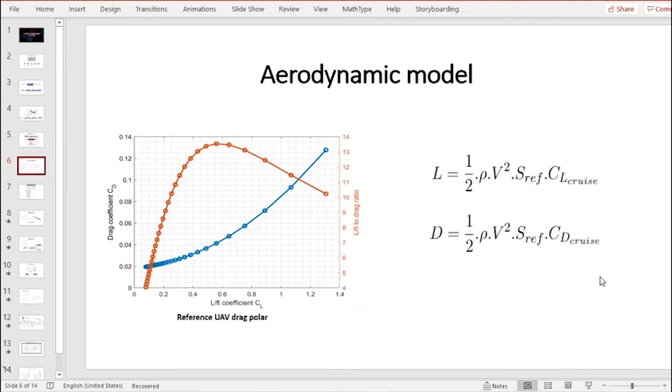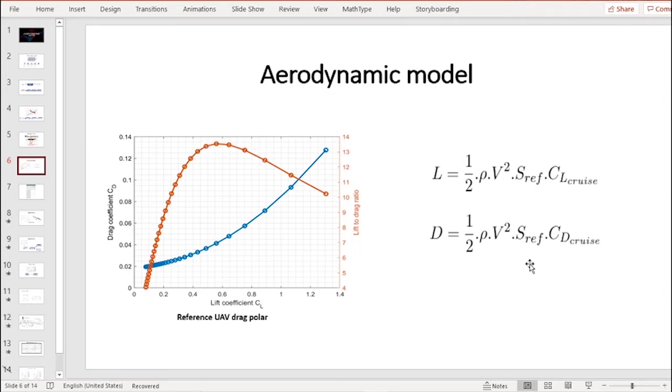Coming to the aerodynamic model, on the left side we can see a representative UAV drag polar. The drag polar is essentially the variation of the lift coefficient of the UAV with increase in drag coefficient. This would give us important information on what could be the reference cruise lift coefficient as well as the drag coefficient. Another important parameter that we can visualize here is also the lift to drag ratio. So we also know what is the best cruise condition to obtain maximum aerodynamic efficiency.